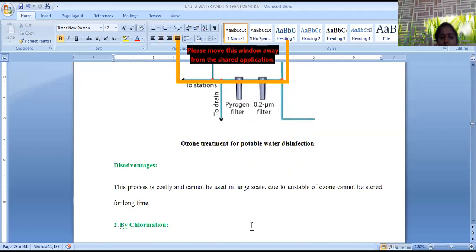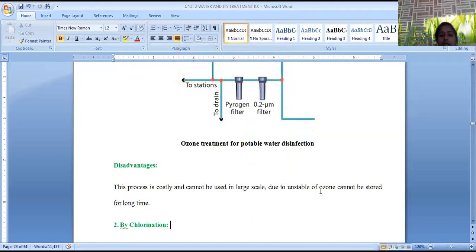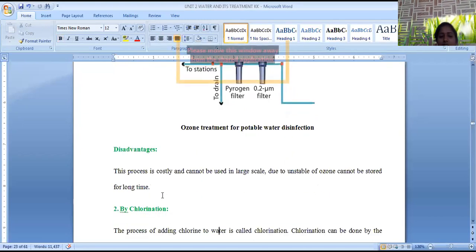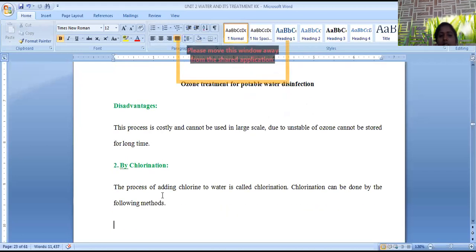Next is about the disadvantages of this ozone treatment. Ozone treatment cannot be applied on a large scale because ozone storage and transportation is somewhat difficult, because it is highly unstable, and it is somewhat expensive also, because ozone is not freely available. Synthesis is an expensive method. Hence we have restricted applications for ozone.